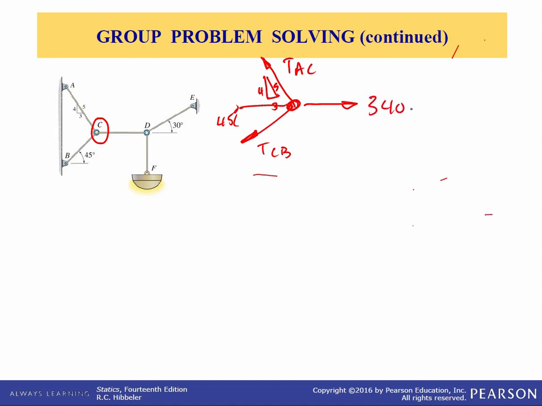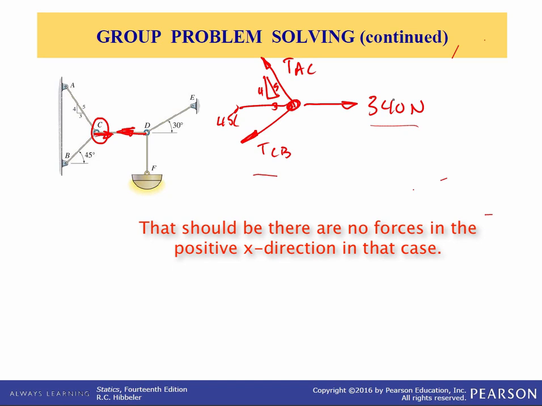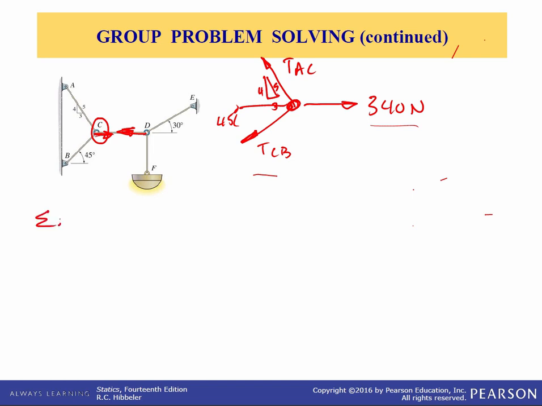That's 340 newtons, right? Because if it's pointing this way in the free body diagram of D, it has to point the opposite direction in the free body diagram of C, and that's very important to do it that way. If you drew 340 newtons to the left here, you would get the incorrect answer. In fact, you wouldn't get an answer at all because there's no forces in the x direction in that case. Okay, so anyway, let's sum forces in the x and set that equal to 0.